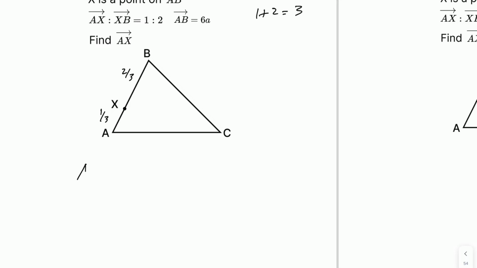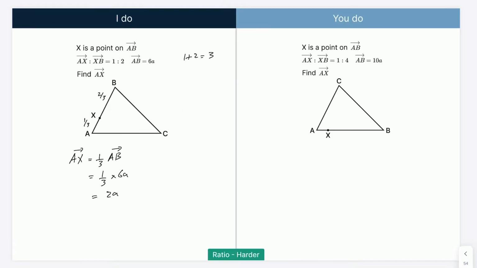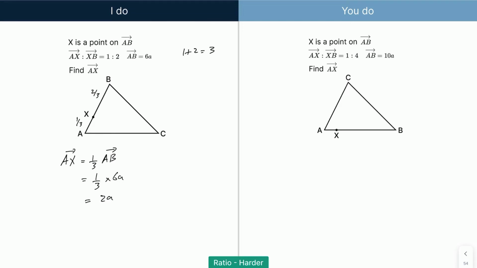Now the question is saying, well, what is A to X? Well, we know A to X is 1/3 of the full length, and the full length is A to B. So we can do 1/3. We know what AB is. They've told us in the question. So that is 2a. So again, press pause and have a go at the example.